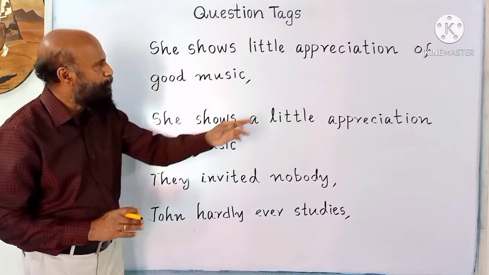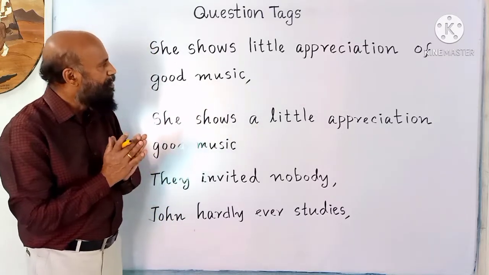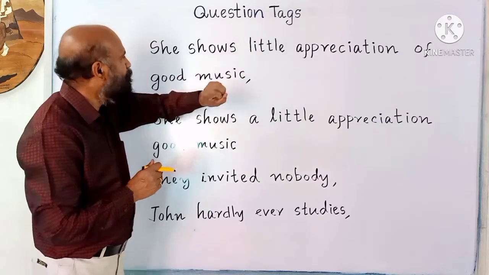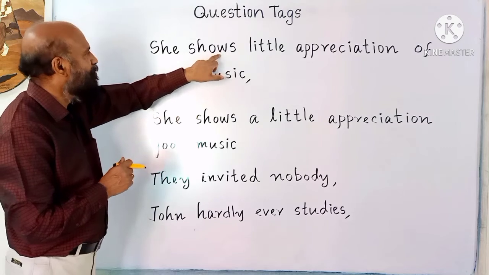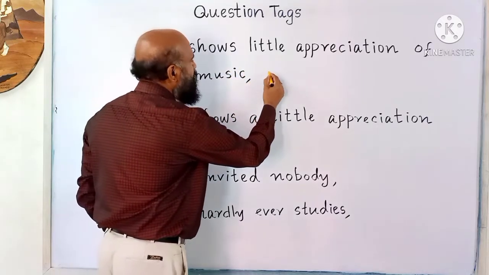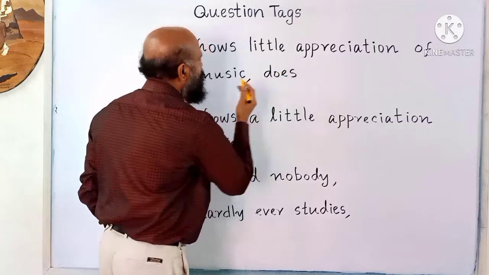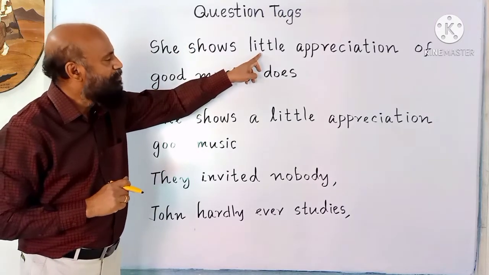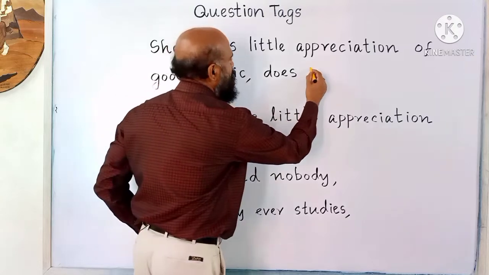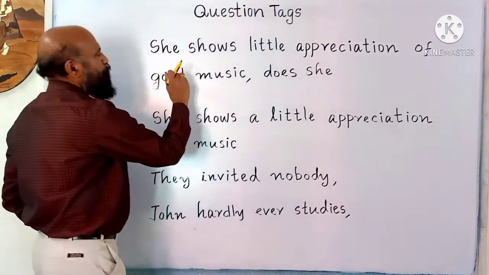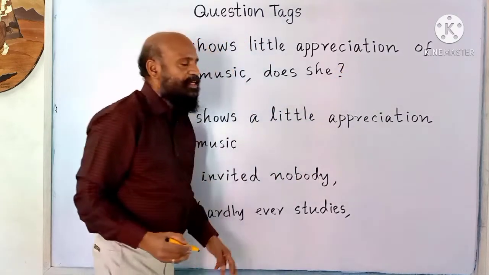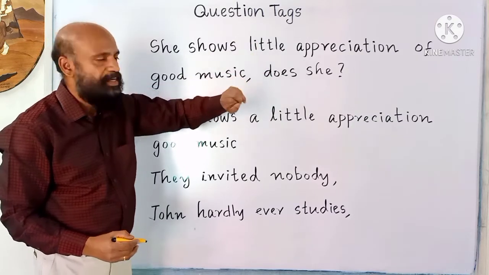She shows little appreciation of good music. Let us see how to use the question tag for this. Little is a negative word. Then it's present tense, then singular. So the question tag to be used is does, because of this present tense and negative word. So a positive question tag, then does she? Here the pronoun to be used is she, because the subject is she. So does she? A positive question tag because of the negative word.